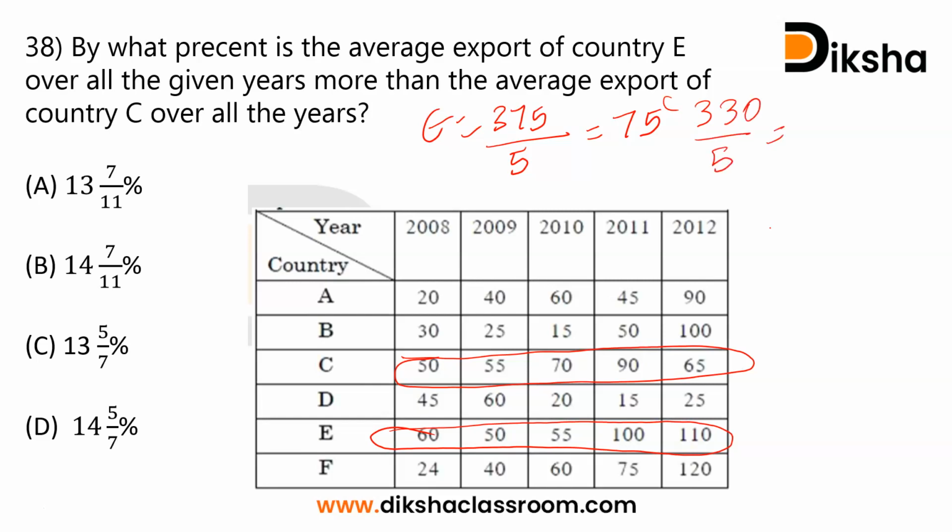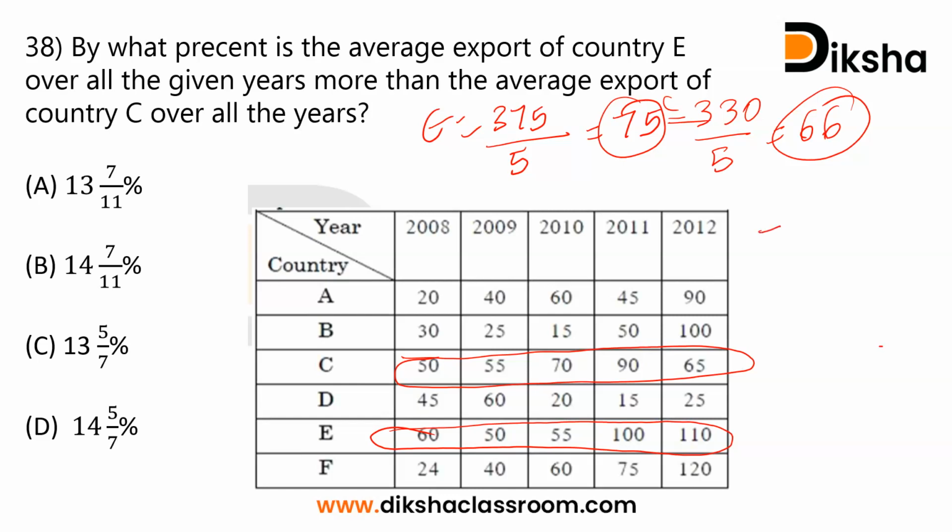Average 330 by 5, you get it as 66. So you have the average value of E as 75 and the average value of C as 66. The question is, by what percentage is the value of E more than that of C? So you will find the value using the same equation used in the last question: value in the present year minus value in the past year, by value in the past year, into 100.